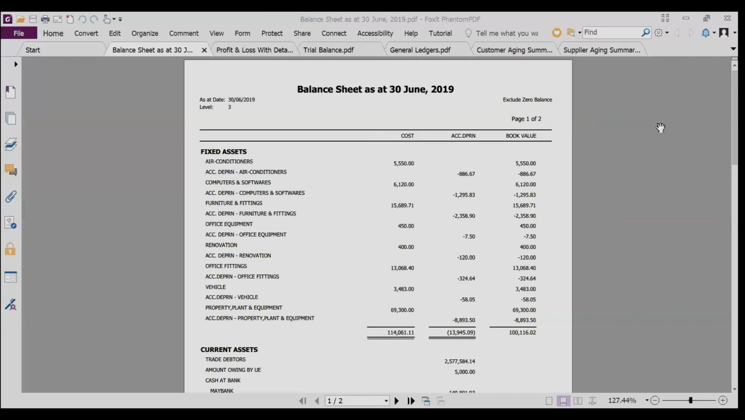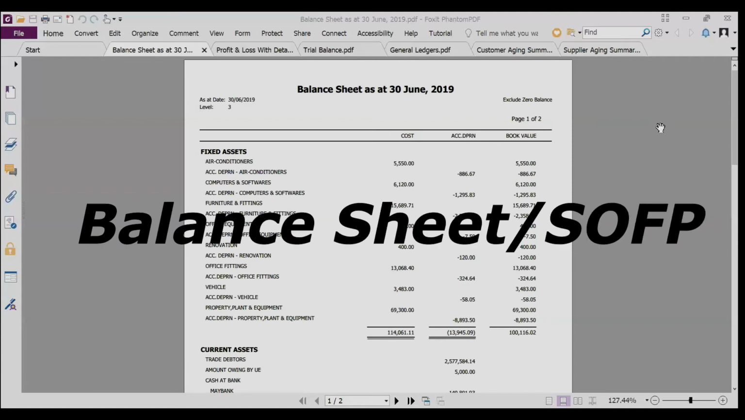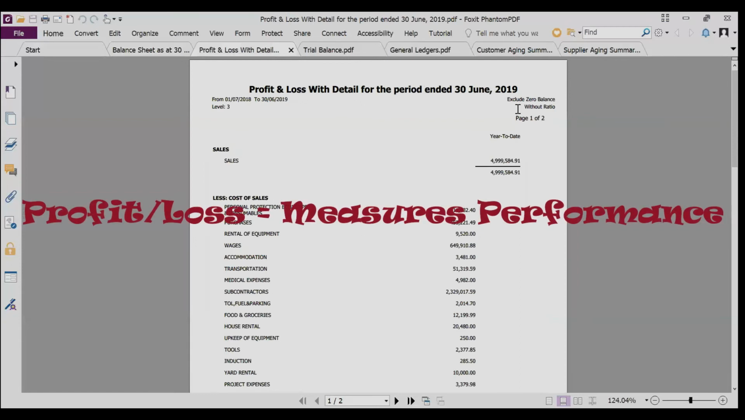So we have our balance sheet. The balance sheet is actually considered a statement of financial position, and most times we use balance sheet in our workplace. But bear in mind that the two terms are the same. So we have assets, liabilities, and equities in the statement of financial position or the balance sheet itself. Then we have our profit or loss. Profit or loss gives you the performance of the company itself, whether it is making profit or losses.